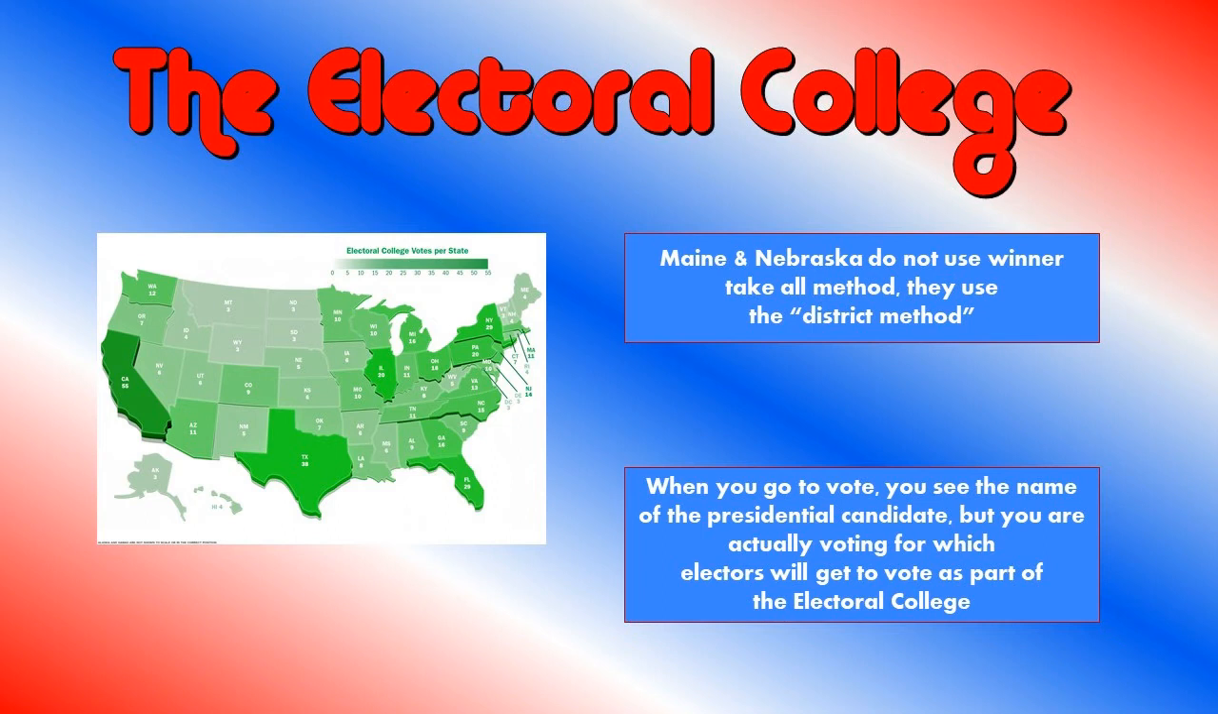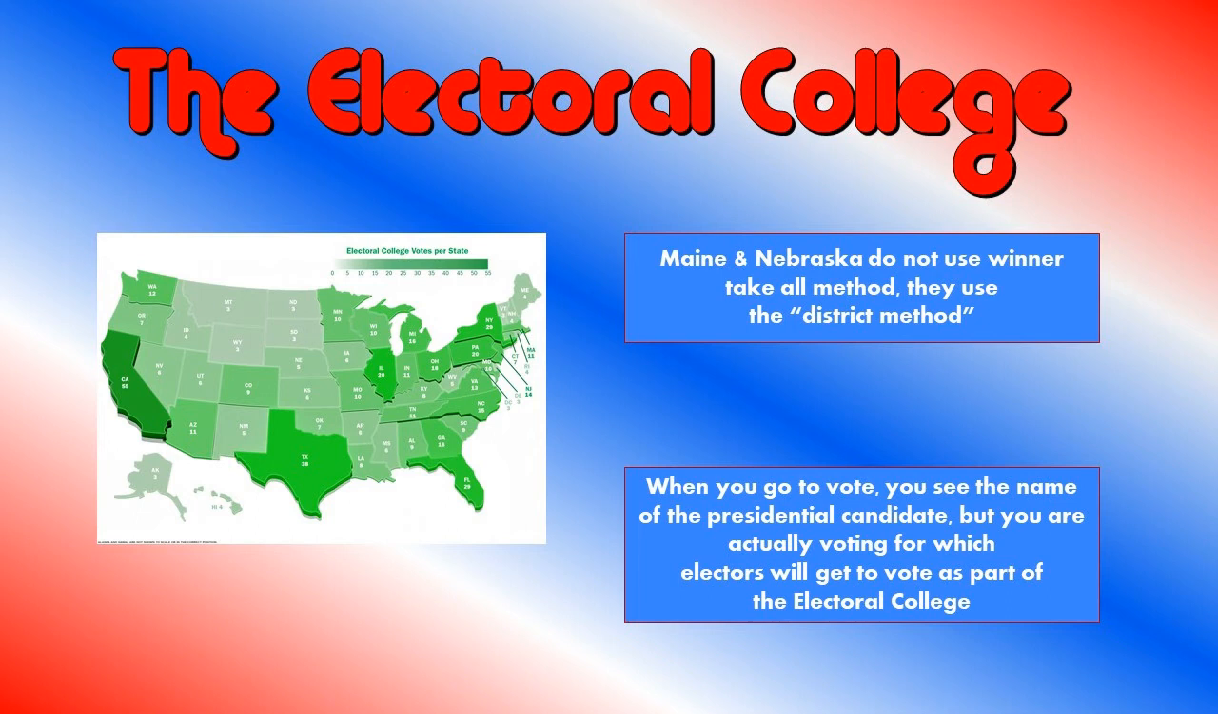Maine and Nebraska use this district method, and the states themselves have the freedom to decide how to give their votes to the candidate of their choice. Now, when you go to vote for president, you see the name of the presidential candidate. So when you go to vote for president, you're choosing between candidates like Joe Biden and Donald Trump.